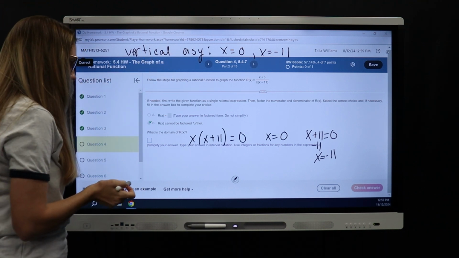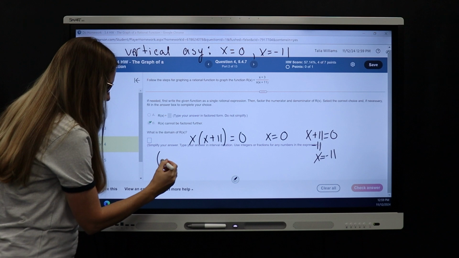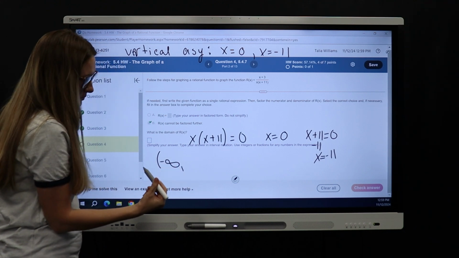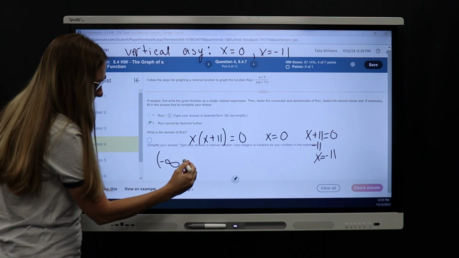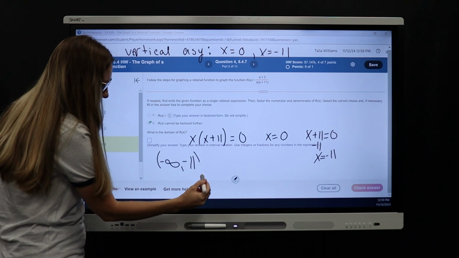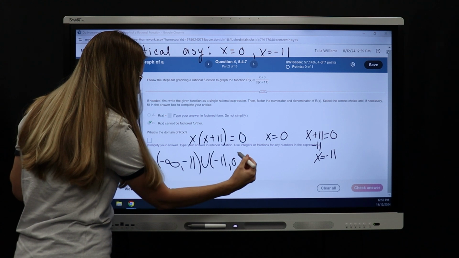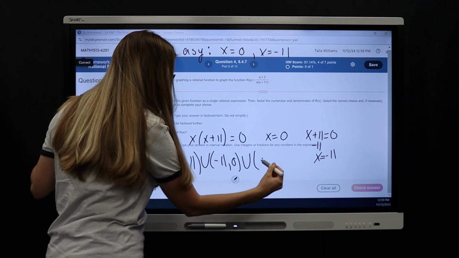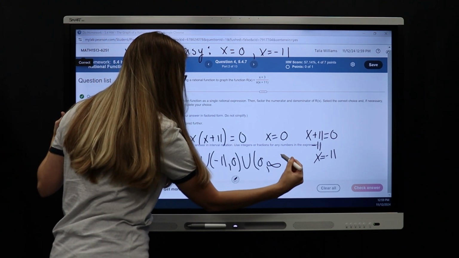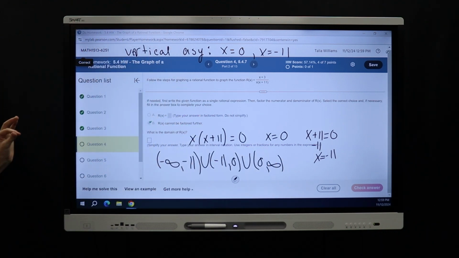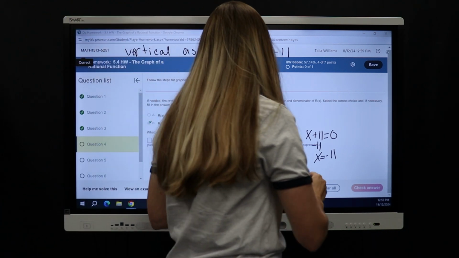They want us to write this in interval notation. Remember, least to greatest, and you start at negative infinity. So we're going to go from negative infinity to negative 11, unioned with negative 11 to 0, unioned with 0 to infinity, because you're going to go from negative infinity to positive infinity. You just have to put your zeros in order.